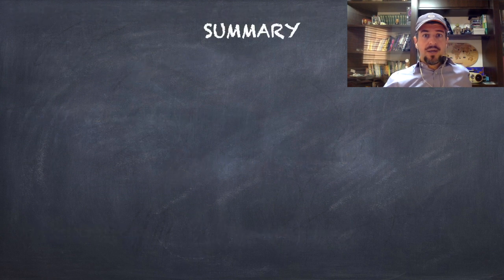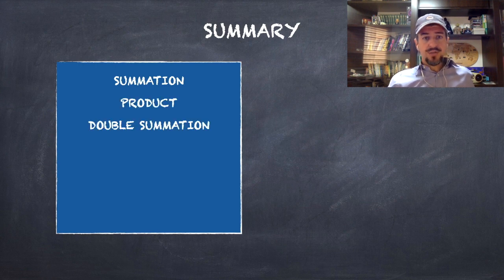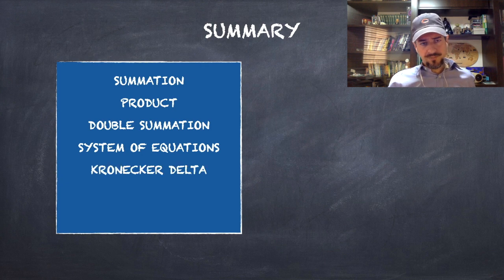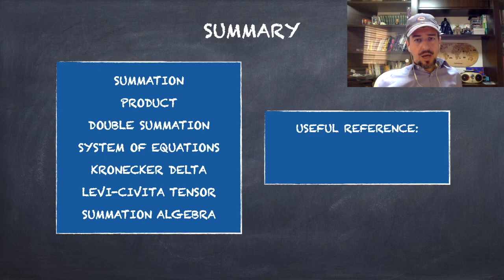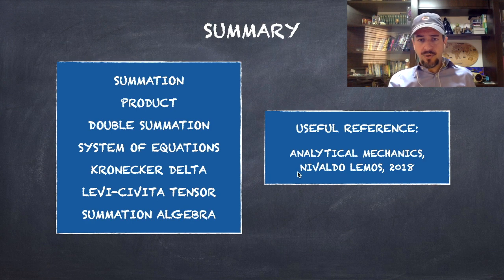Okay, the summary of our lecture: we discussed summation, product, double, and generalizations of the summation symbol. We used that in the system of equations. We discussed the Kronecker delta and the Levi-Civita tensor, and we did some algebra using summation. A useful reference for this is Analytical Mechanics by Nivaldo Lemos.